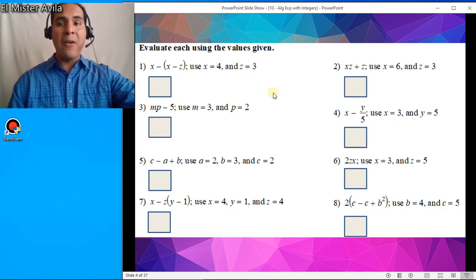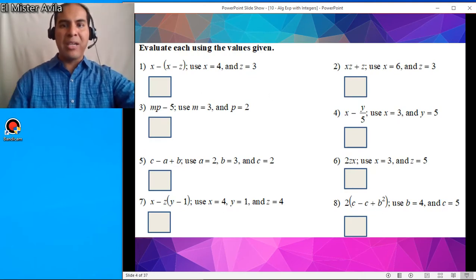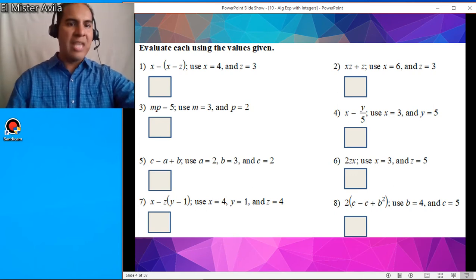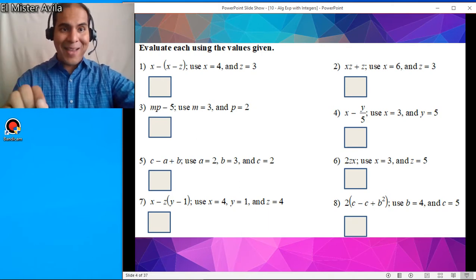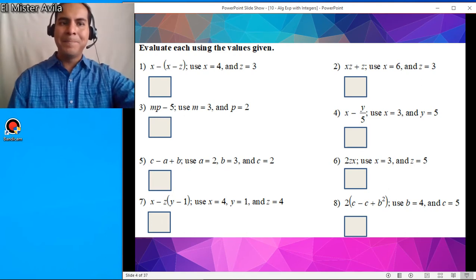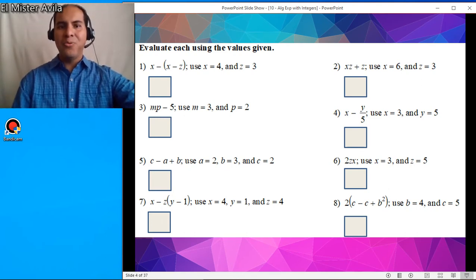This warm-up is from a few lessons back. These are algebraic expressions that I'm asking you to evaluate, given the values of the variables. Write these down, pause the video, and when you are ready, I'm gonna show you the answers. Moving on, in 3, 2, 1.